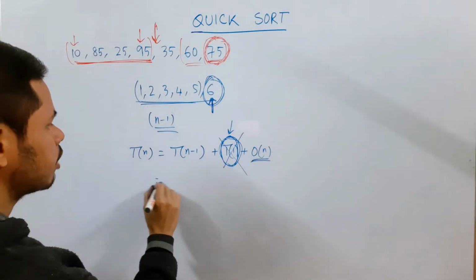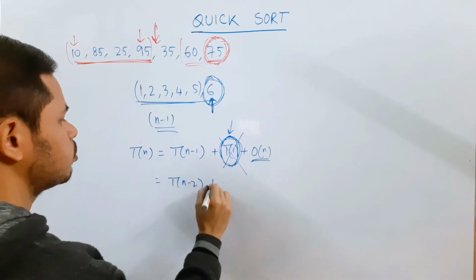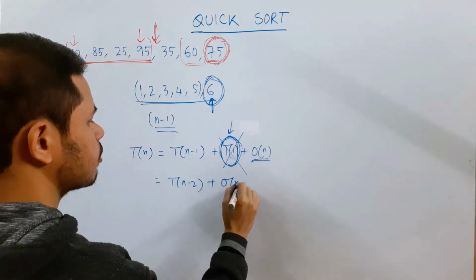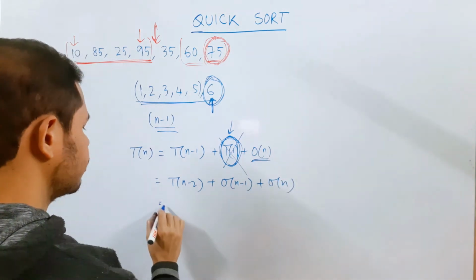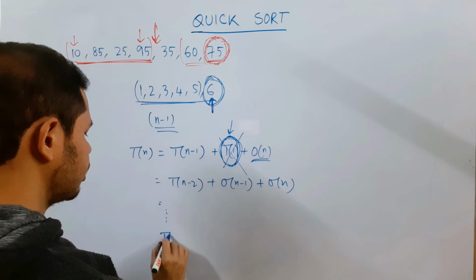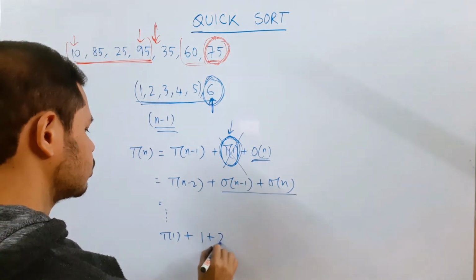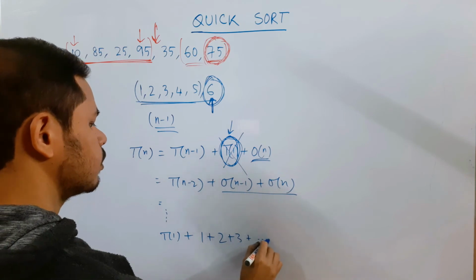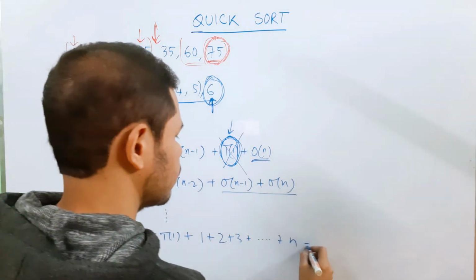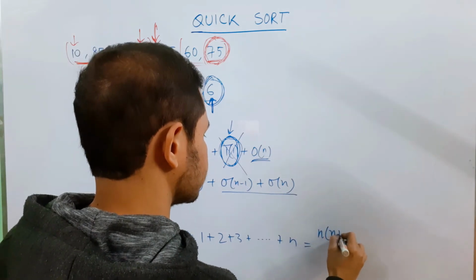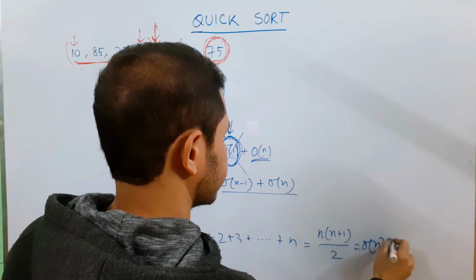So what will be the solution of this? If we further expand it as T of n-2 plus order of n-1 plus order of n, this will continue up to T of 1 plus these terms, which will look like 1 plus 2 plus 3 up to n. So what will be the value? n into n plus 1 divided by 2, which means order of n square.